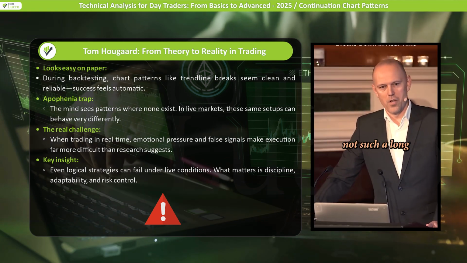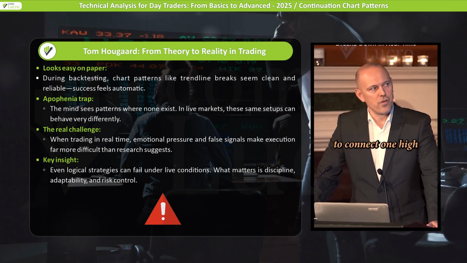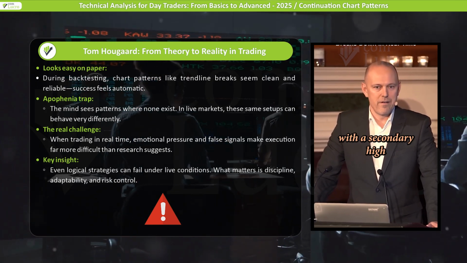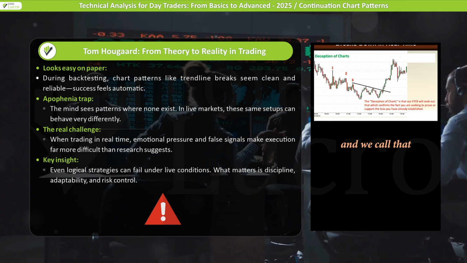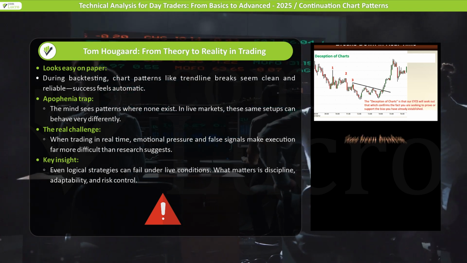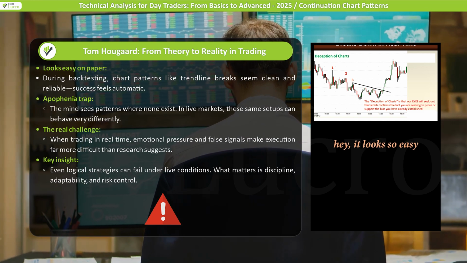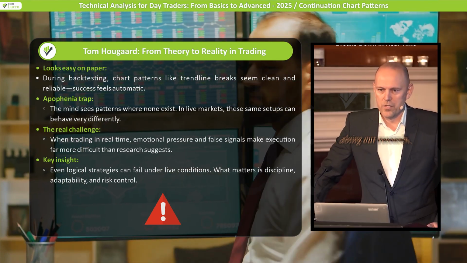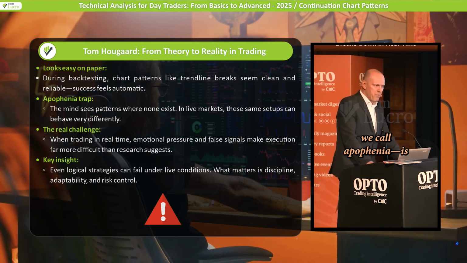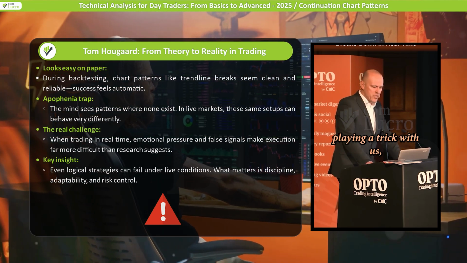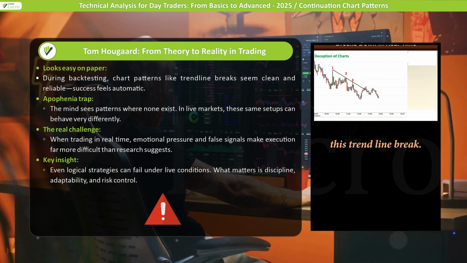So it's not such a long stretch for us when we get engaged with technical analysis that we begin to connect one high with a secondary high and a third high, and we extrapolate a line out in the future, and we call that a trend line. And when a trend line has been broken, we get a signal. And it's a thing of beauty because, hey, it looks so easy when we are sitting doing our research. But the deception of charts, what we call apophenia, is playing a trick with us, meaning that we will gladly omit this trend line break.